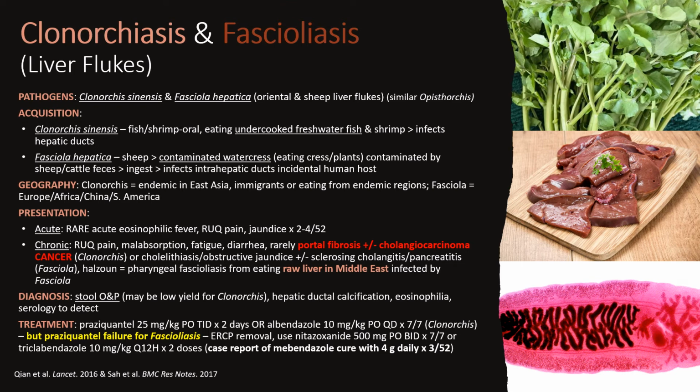South America. Presentation of both liver flukes is initially asymptomatic, rarely any right upper quadrant pain or jaundice. However, over time, some problems occur related to the liver. Most importantly, Clonorchis sinensis has actually been associated with the development of cholangiocarcinoma, but both flukes can contribute to a portal fibrosis and cholestatic liver injury picture. Rarely, if raw liver or sheep liver is actually eaten, patients can get a pharyngeal fascioliasis, commonly seen in the Middle East, which they refer to there as halzoun.